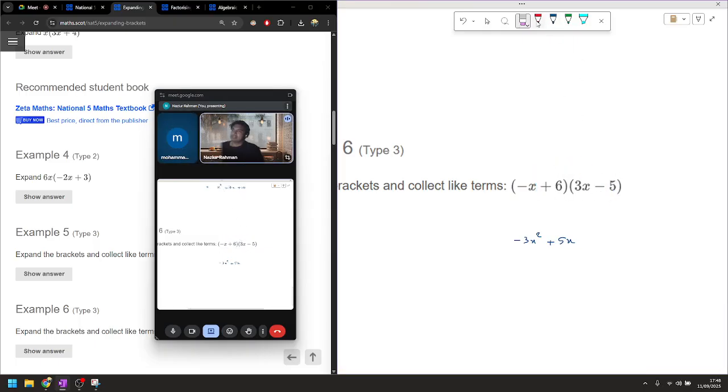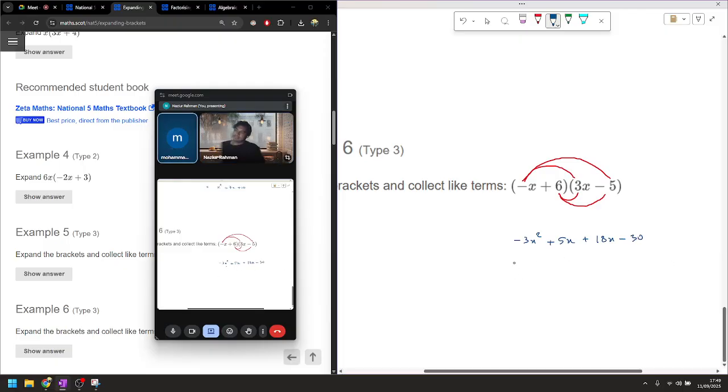And then I'll do the insides. So I've already multiplied this one and this one. Now I need to multiply the insides together and the lasts together. So 6 times 3x is plus 18x. And then 6 times minus 5 is going to be minus 30.